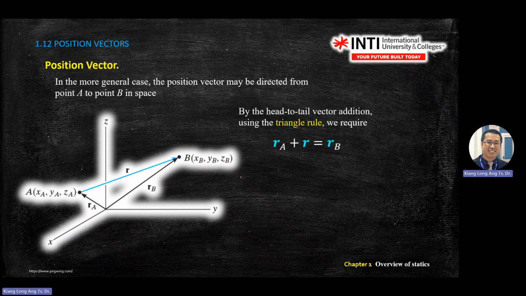Okay. So again, triangular rules. It doesn't matter left hand side, right hand side. On the whiteboard, I write RB equal to RA plus R. On my slide, it's RA plus R equal to RB. It remains the same, as long as you know what is on the left, what is on the right. This one is important because if you don't understand how to write this, you cannot do the question later.